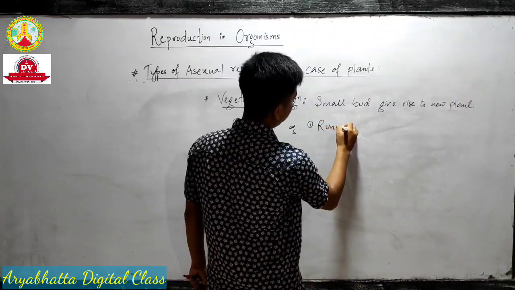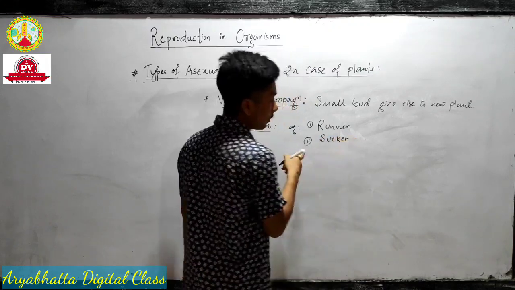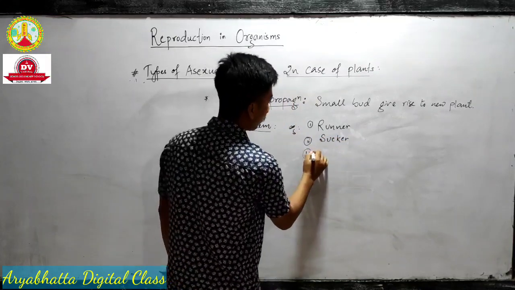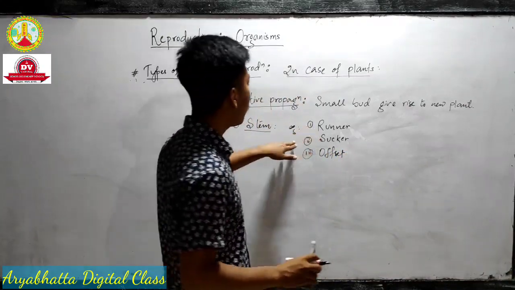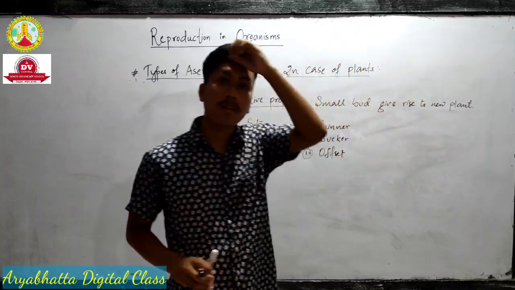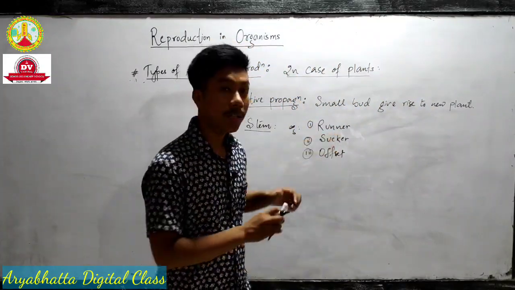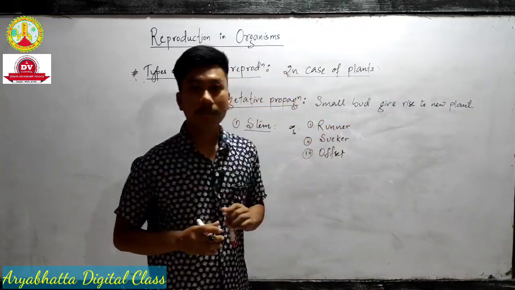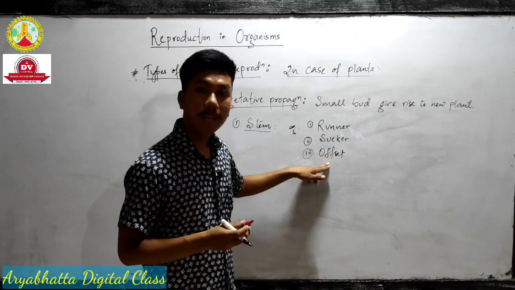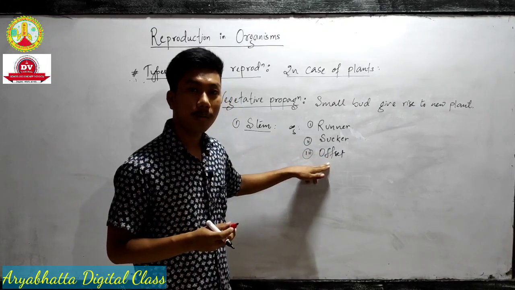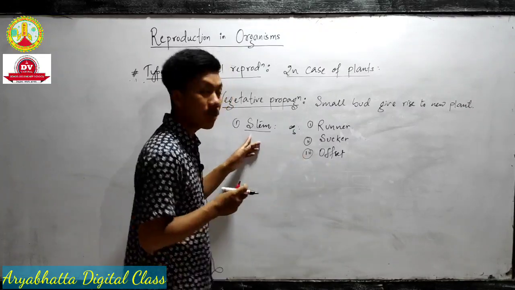Runner, sucker. Do you remember? Runner, sucker, offset. These are the terms given in the stem region where the bud gives rise to a new plant. In case of runner, example, cynodon, that is dhub grass. Sucker. Offset, example, eichhornia, where the bud gives rise to a new plant. The term is known as offset and they are present on the stem region.